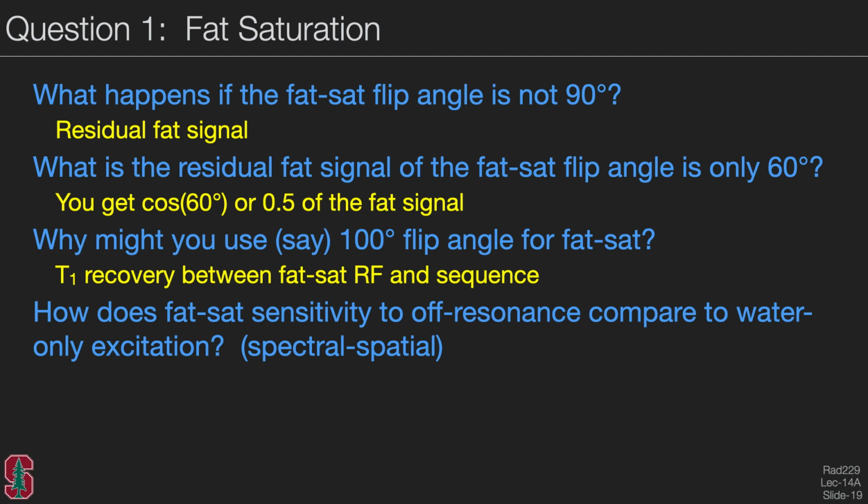Okay, and now a really tricky question. How does the fat-sat sensitivity to off-resonance compare to water-only excitation, which we'll see shortly? The water-only excitation is sometimes referred to as a spectral spatial pulse, because it's both spectrally and spatially selective. This is subtle, but the answer is that fat-sat is actually more sensitive, because the fat peak is wider, so we're more likely to miss the fat peak with fat saturation than we are to miss the water peak with water-only excitation. So this is a subtle point.